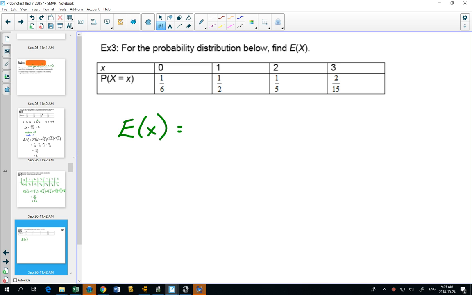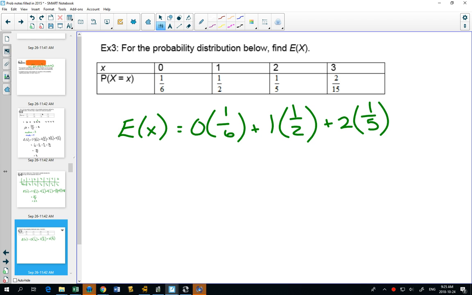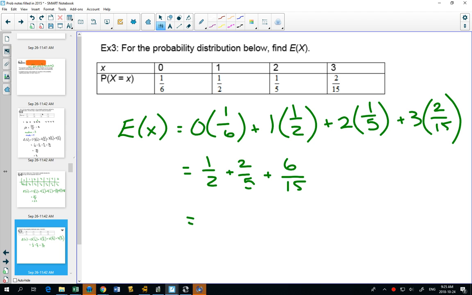So example 3, we want to find the expected value. Again, take each value, use the number and the probability. Does that add up right?